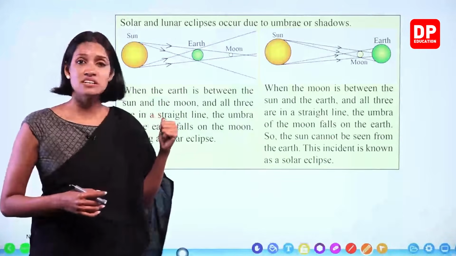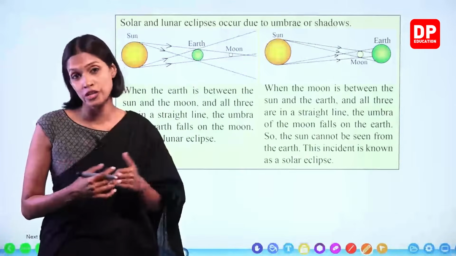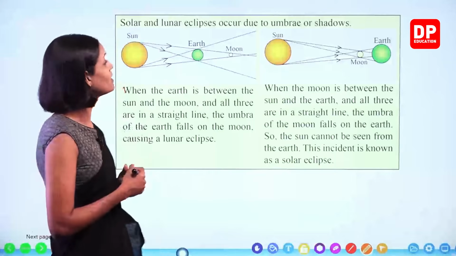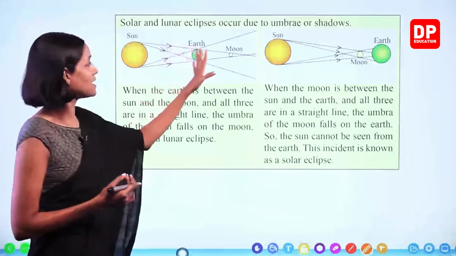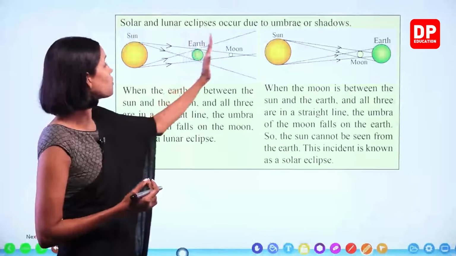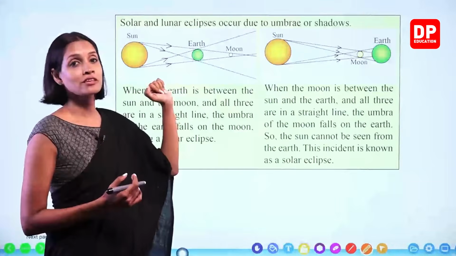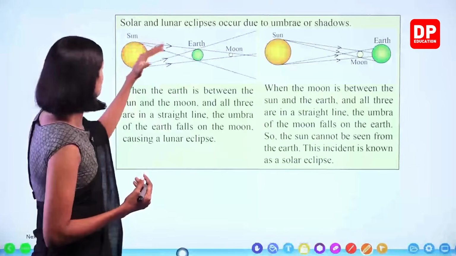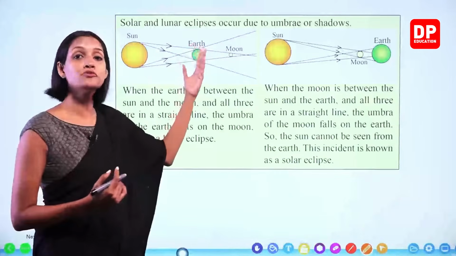Because of this reason, that the moon cannot produce its own light, the moon is known as a non-luminous object. Okay, children? Now here, when the moon, earth and sun are present like this, you all can see sunlight does not fall on the moon because it gets blocked by the earth. Right, children? So, these lunar eclipses take place, they occur on full moon days.